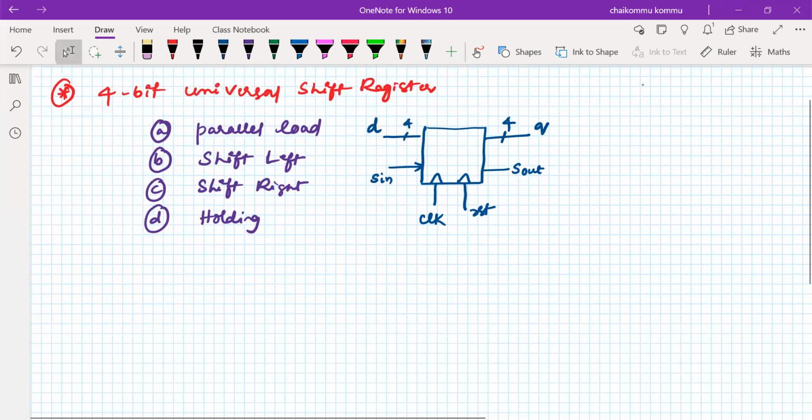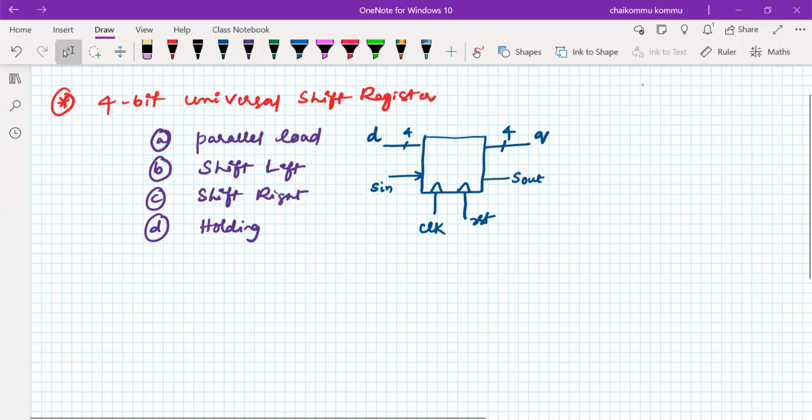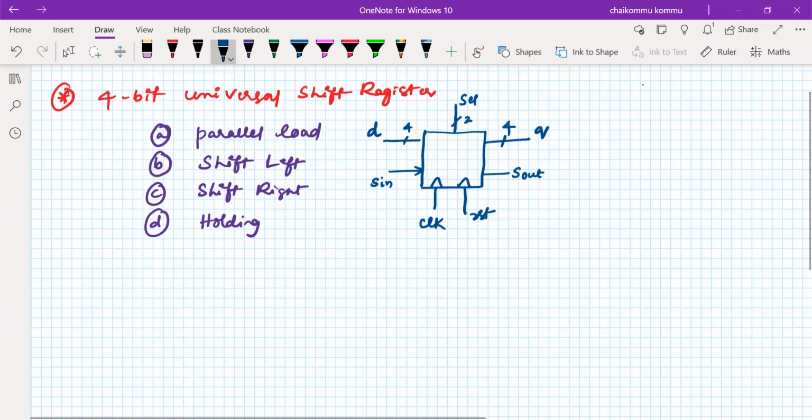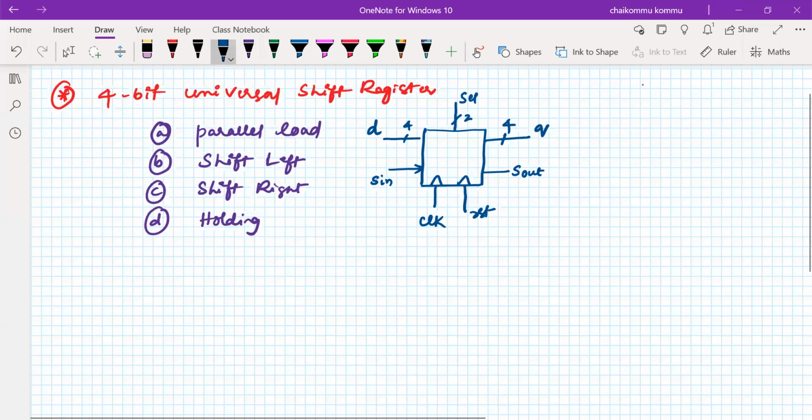Of course, it has to perform 4 operations, right? Therefore, it should require a selection line called SEL of 2-bit size. If it is a 2-bit size, it can trace 4 possible operations. Fine, so let us write a program for this by using behavioral modeling.